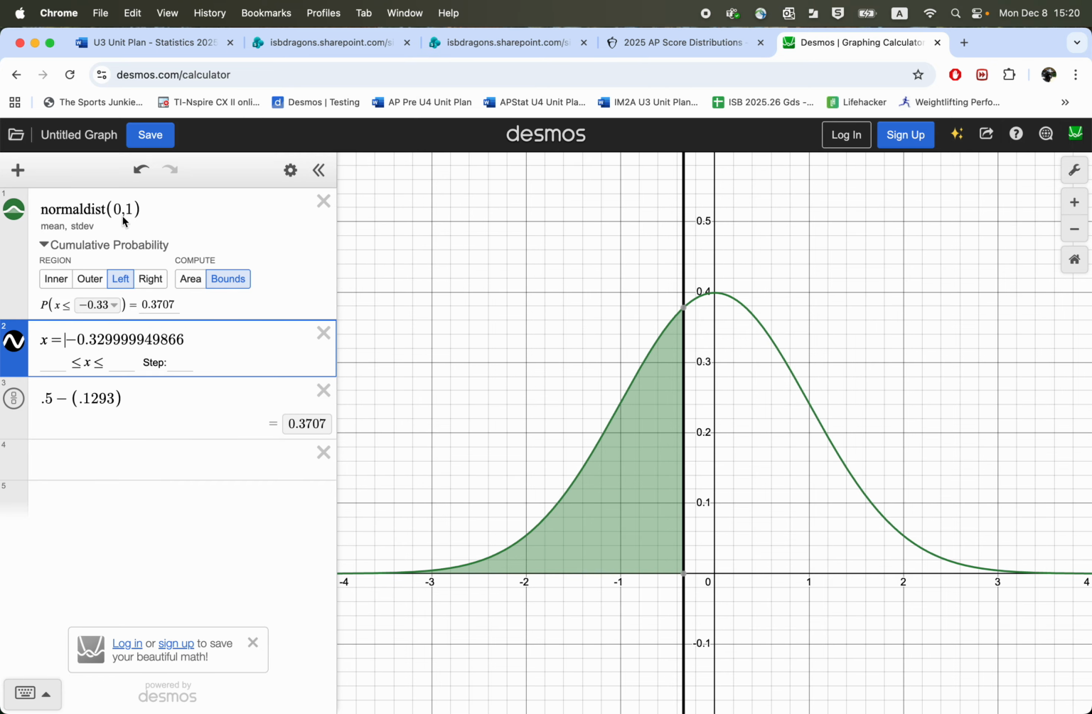Okay, so that's a little bit longer than I would have wanted explanation-wise, but hopefully that helps you use Desmos to find areas that you want.